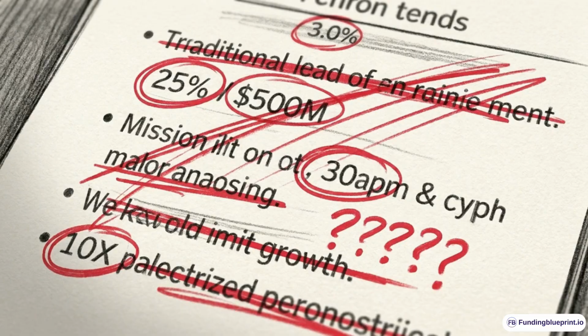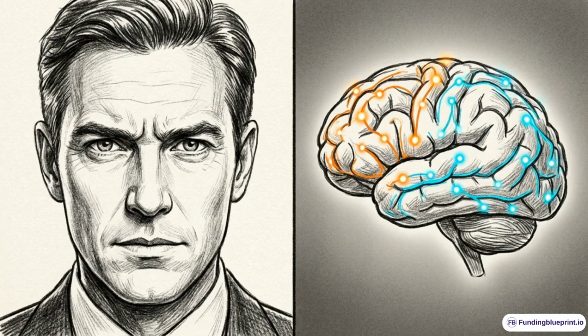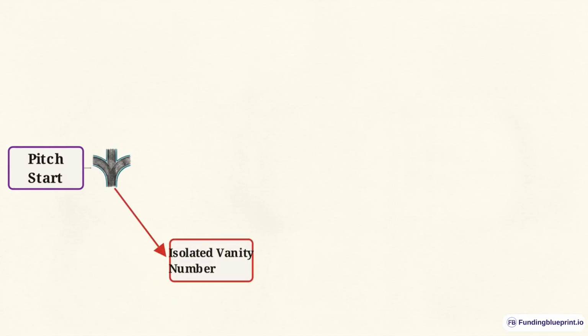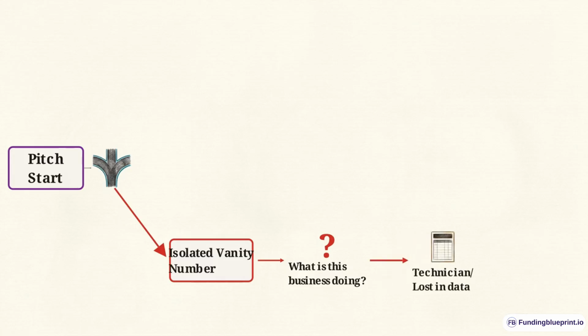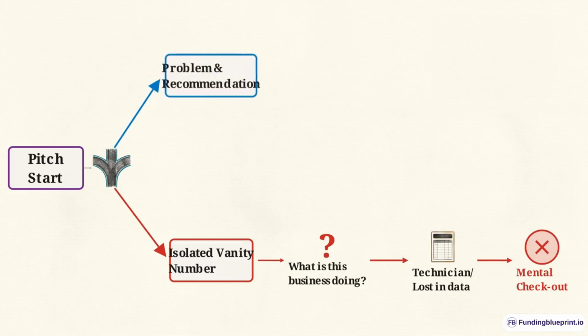logic of your pitch. To see exactly why that happens, we can map the psychological pathway of a venture capitalist processing new information using an investor cognitive flowchart. This chart shows the decision tree in a pitch meeting. When an investor sees an isolated vanity number first, the flowchart begins branching downward. The immediate response is confusion. The first internal question triggered in their mind is, what exactly is this business doing? Without clear framing, the investor mentally categorizes you as a technician who is lost in the weeds of their own data, rather than a scalable CEO. At that point, the investor mentally checks out.